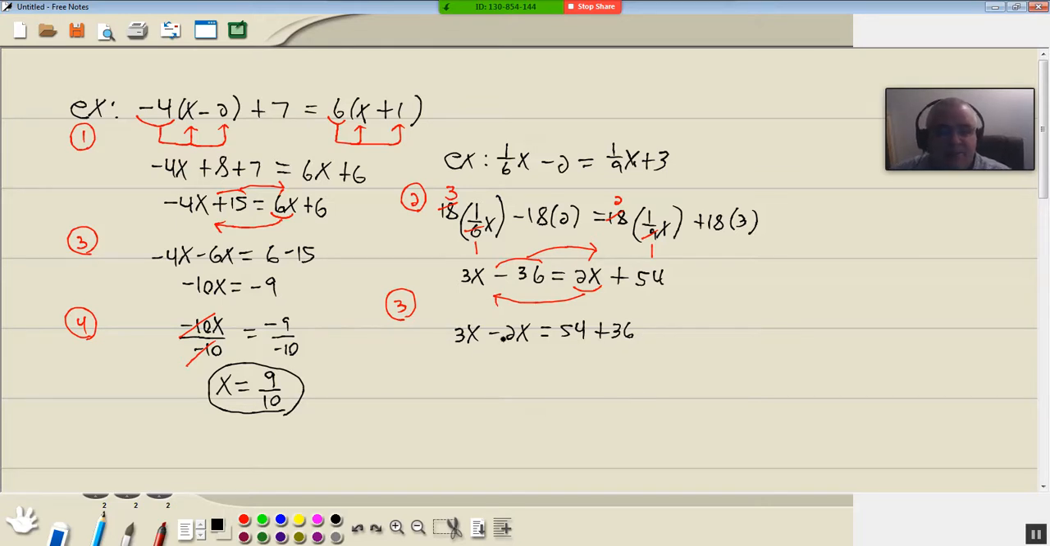Always combine together like terms. 3x minus 2x is 1x, or x. And 54 plus 36 is 90. That's kind of strange. Usually when I make problems up, they don't come out nice. They come out with fractions. And that's how you'd solve a linear equation.